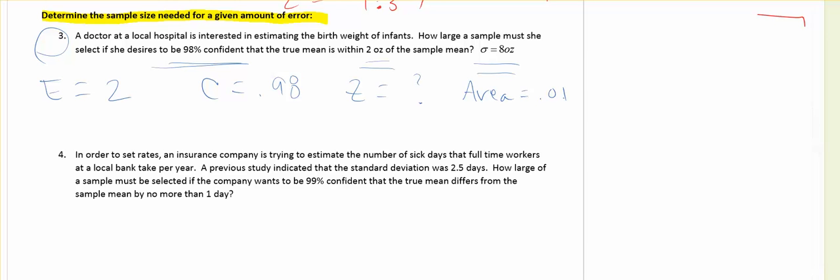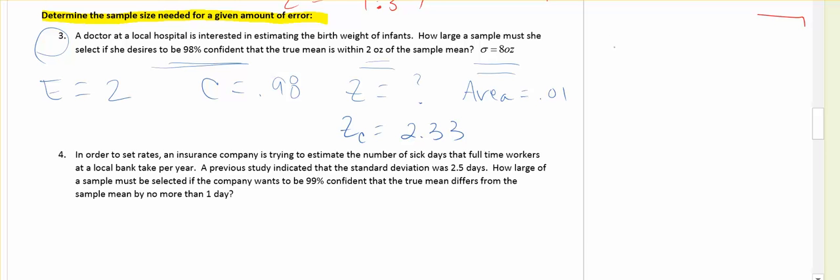So if I look up an area of 0.01, and some of these you look up so much you end up memorizing, which is kind of nerdy. But get on our table and look up an area of 0.01, and the closest we can get is negative 2.33. But remember, when we record the critical value, we just use the positive version.